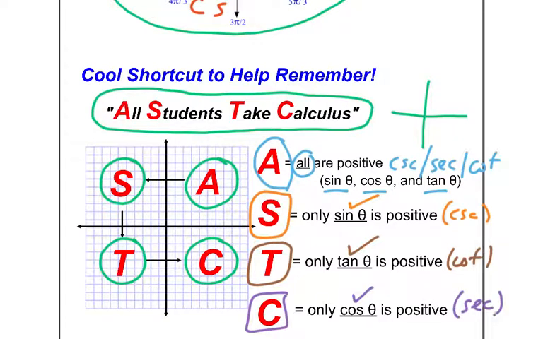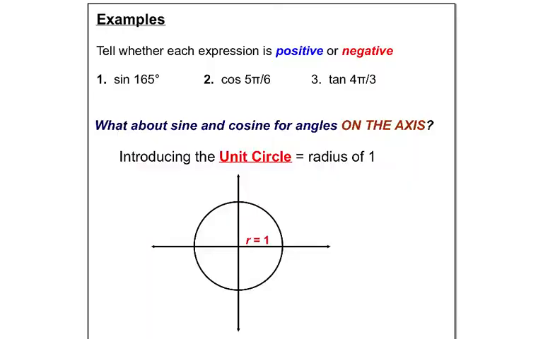Now, when I say the cosine is positive, that means if you are in quadrant 4, and you're talking about the sine, if it's not cosine or secant, it's got to be negative. So only the cosine and the secant are positive, which means all the other 4 trig functions have to be negative. All right, let's play. So all students take calculus.